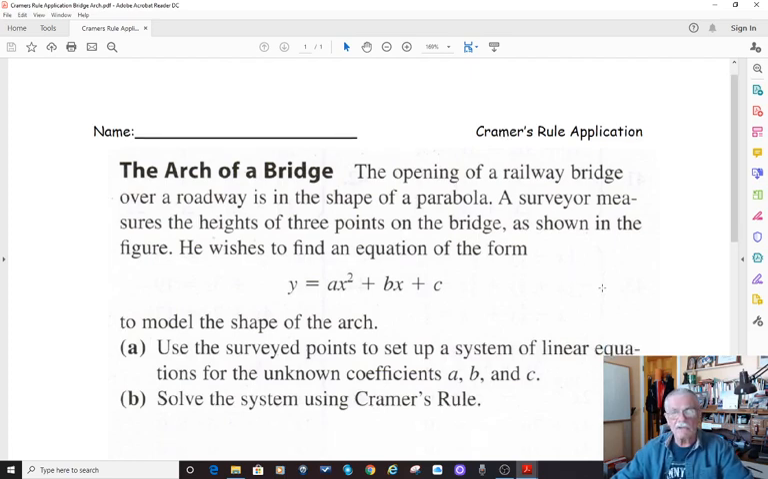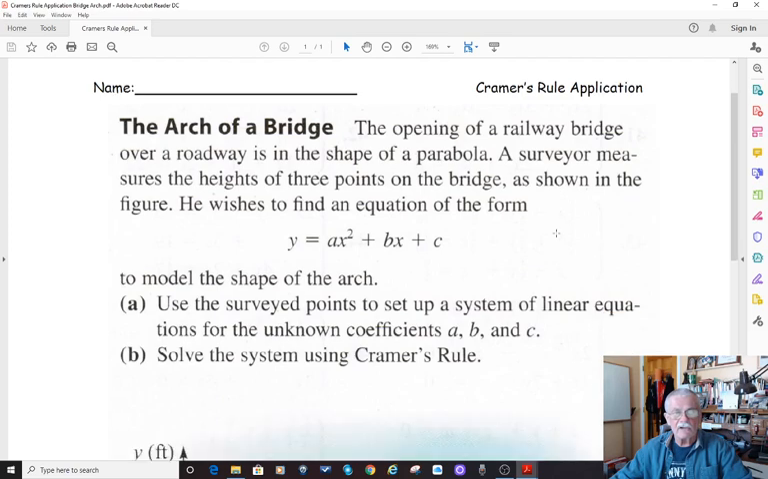Okay, so let's look at an example. The opening of a railway bridge over a roadway is in the shape of a parabola. A surveyor measures the heights of 3 points on the bridge, as shown in the figure. He wants to find an equation of the form y equals ax squared plus bx plus c, which is another standard form of the parabola.